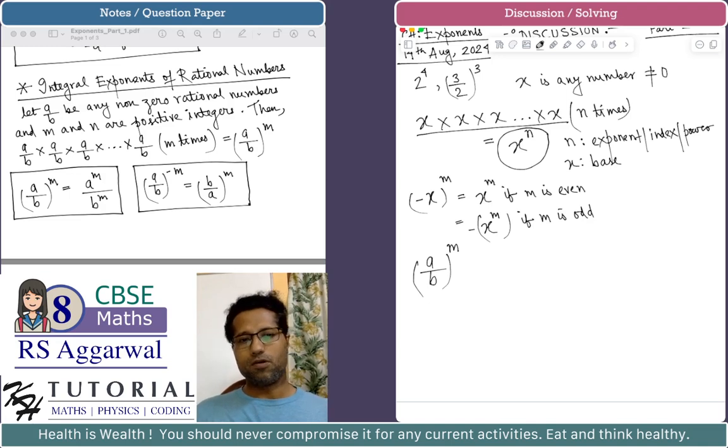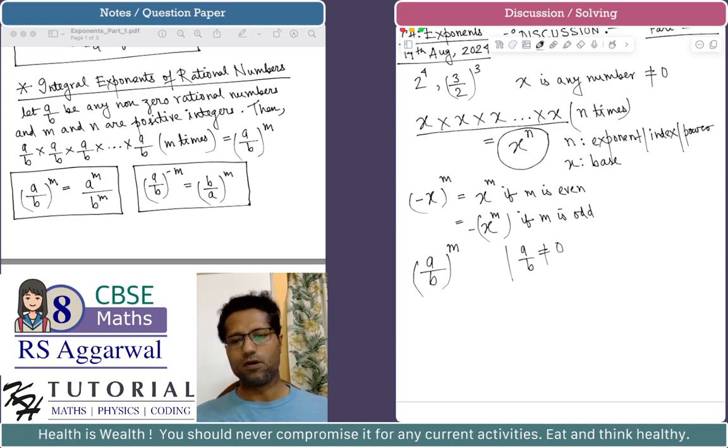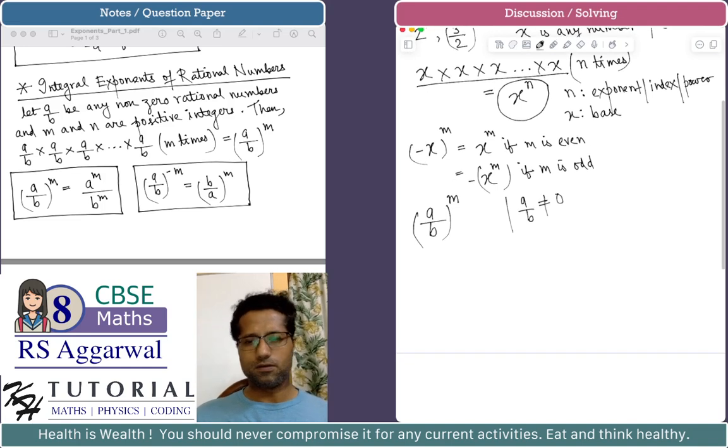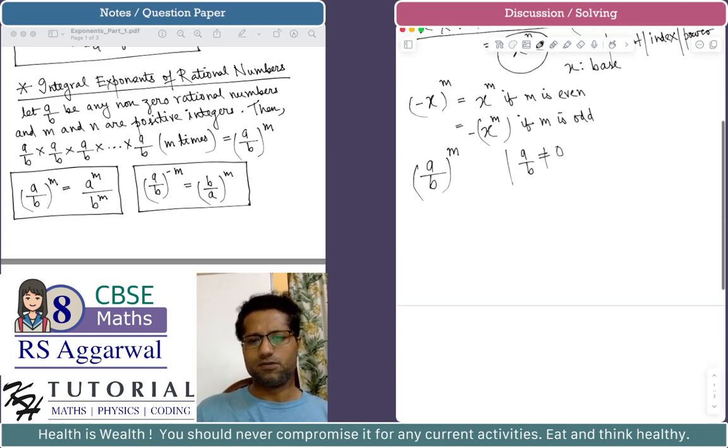So now when we talk about integral exponents of rational numbers, please note that the rational number has to be non-zero. We are talking about integral exponents of non-zero rational numbers. Always remember that a by b is not equal to 0. Whenever we are talking about powers of a rational number, that rational number has to be non-zero. Okay. So what are the basics of the exponential form of rational numbers having an integral power, index or exponent? The concept for rational numbers is obviously the same.